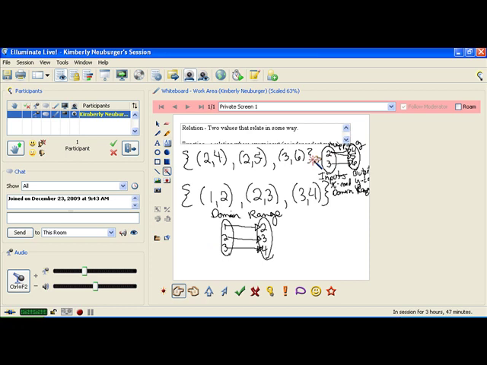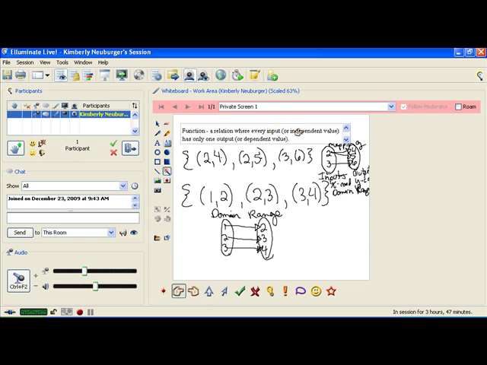Now, these two relations are both relations, but one of them is what we call a function and one of them is not. So let's look at what a function is. A function is a relation where every input value, which is also called the independent value, has only one output value, which is the dependent value.